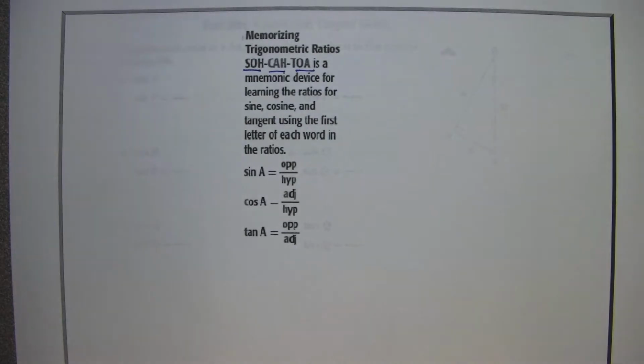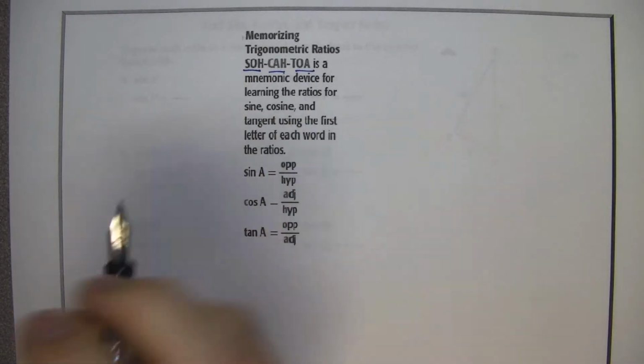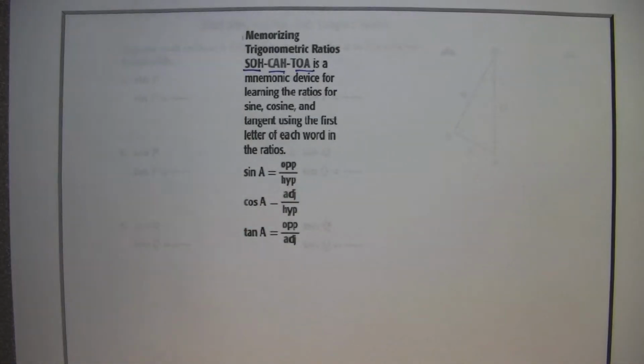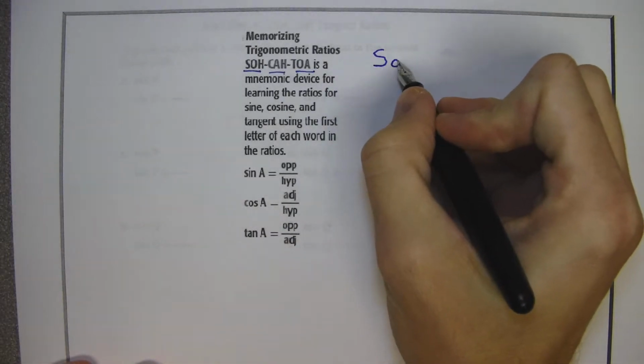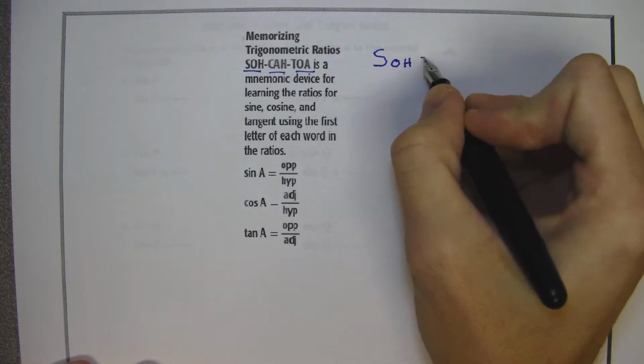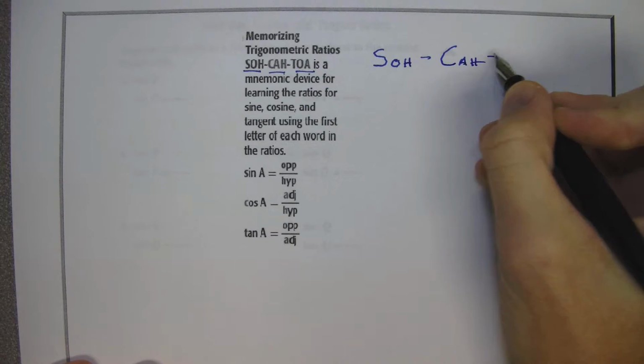Now, some teachers will tell you a sappy story about Native Americans and some Indian chief and how this is a special word, blah, blah, blah. We're not doing that here. Look, it's just a quick and easy way for you to remember how to do it. So, and I'm going to write these kind of small. SOH, CAH, TOA.